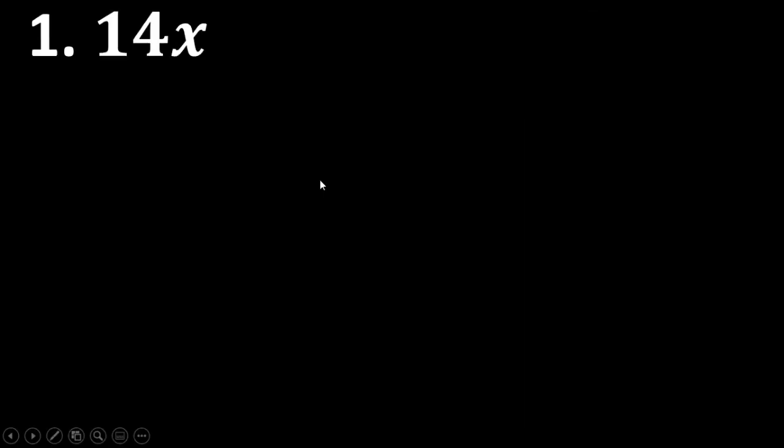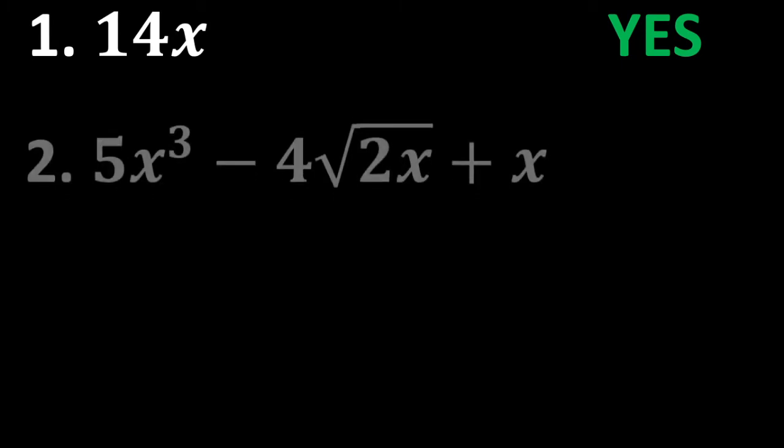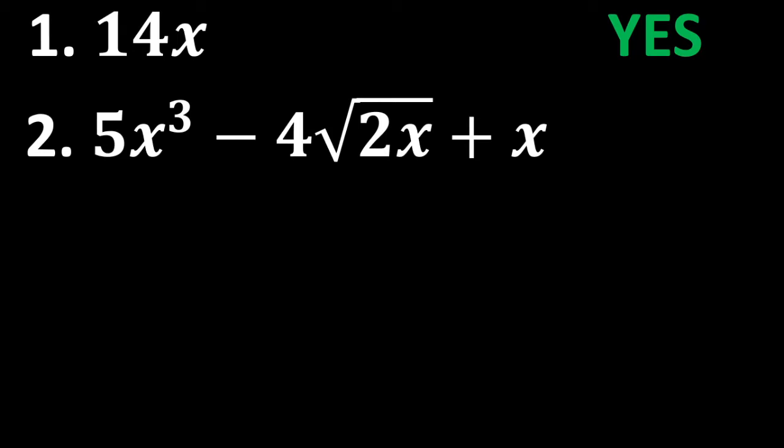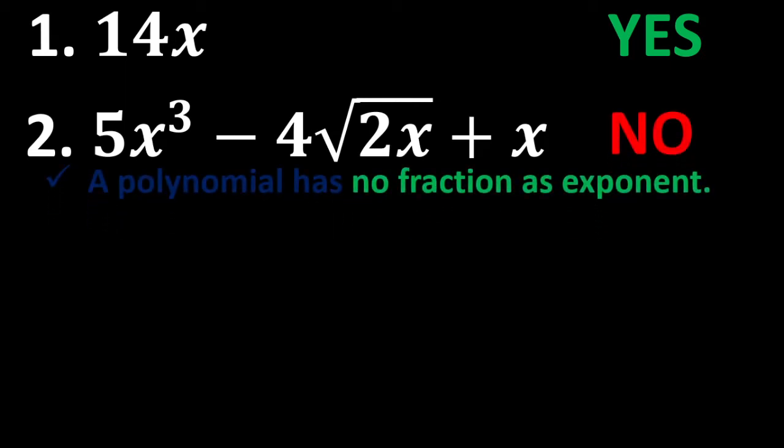So number one, we have the expression 14x. Is 14x a polynomial expression, yes or no? Yes, it is. And it is a monomial. Number two, we have 5x cubed minus 4 square root of 2x plus x. Is number two a polynomial expression, yes or no? The answer is no. Why? Because a polynomial has no fraction as exponent. So where can I find the fraction there?